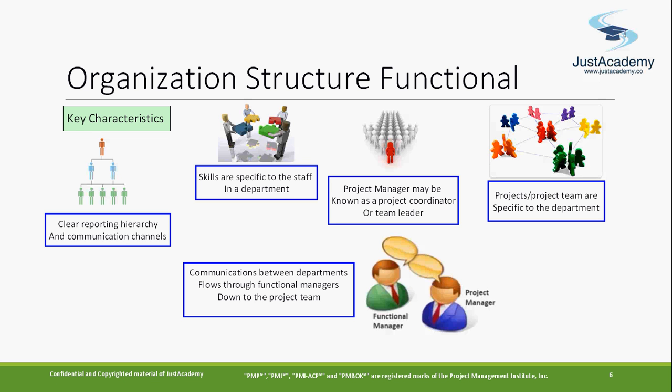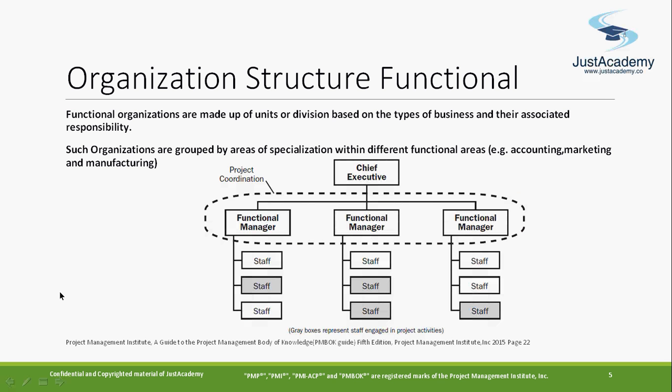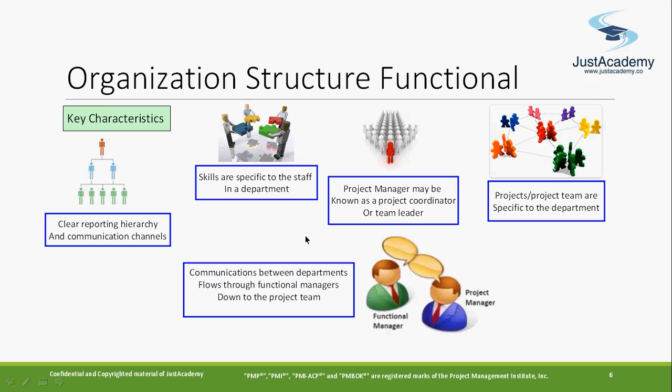What are the key characteristics you find? They have a clear reporting hierarchy. Who knows to whom I need to report? It's very, very clear. Skills are very specific to the staff in the department, like material management or engineering areas, whoever will be working on that. Their skills are very specific to their department. Communication between departments flows through the functional manager. If any communication flows from one department to another, it has to go through the functional manager.